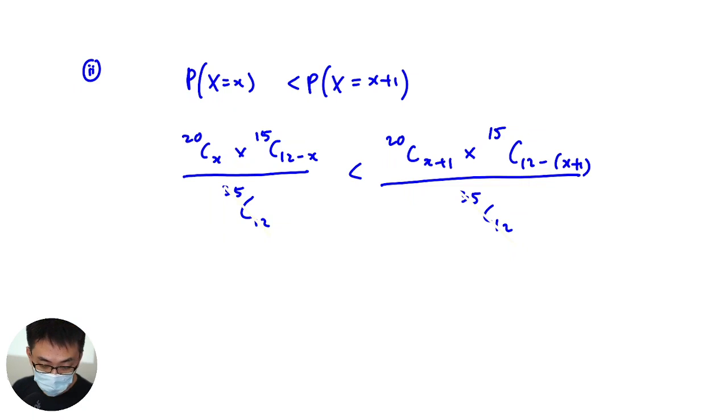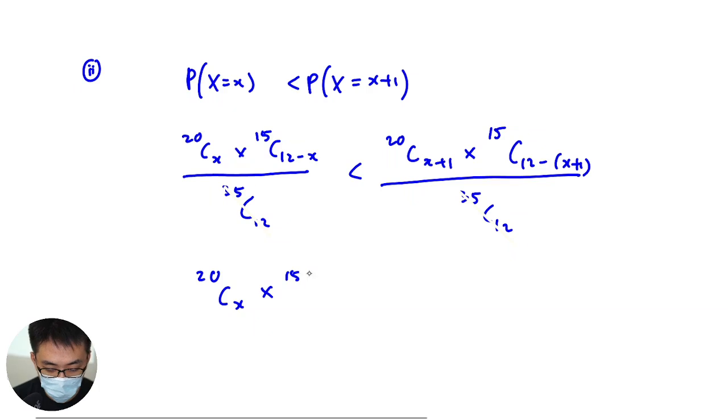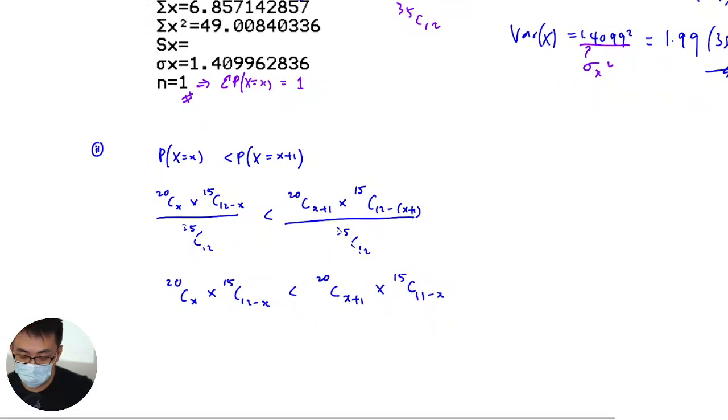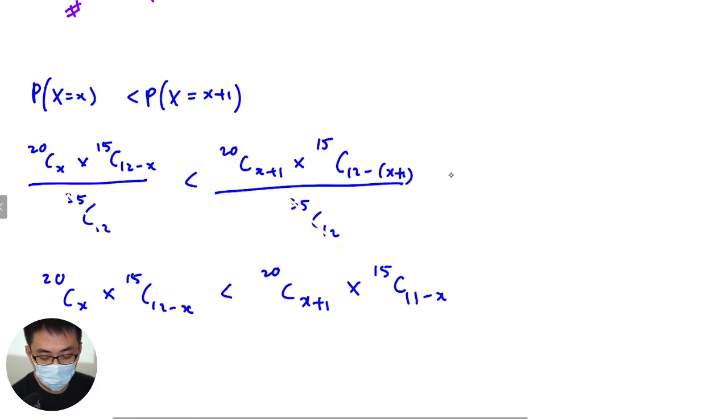Then we just need to simplify this factorial. Use the choose formula. This part here, remember that the formula for choose is actually in MF26. Please remember nCr is n factorial over r factorial n minus r factorial.